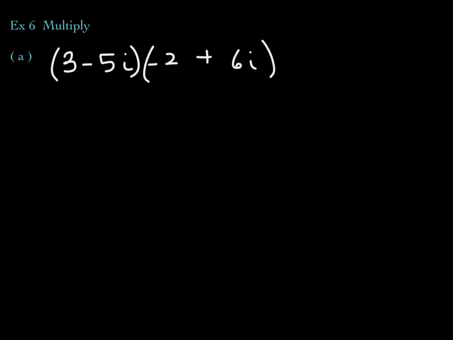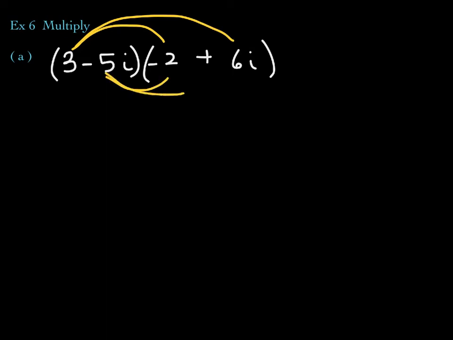Okay, we're still talking about multiplication. 3 minus 5i times negative 2 plus 6i. Now, I hope that your gut, or your instinct, is telling you to distribute. Some of you call it FOIL, and that would be correct.